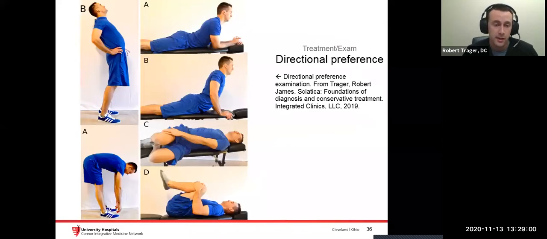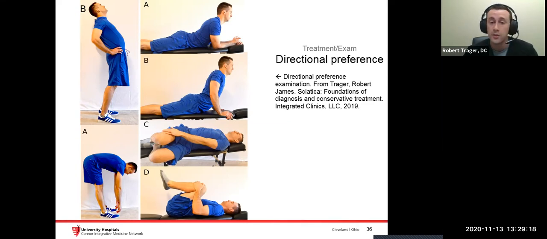Directional preference exercises. This is actually just as much an examination as it is a treatment modality. We run people through a movement screen and see what feels good. And if any one of these positions alleviates their sciatic pain, we typically give that to them as an exercise.